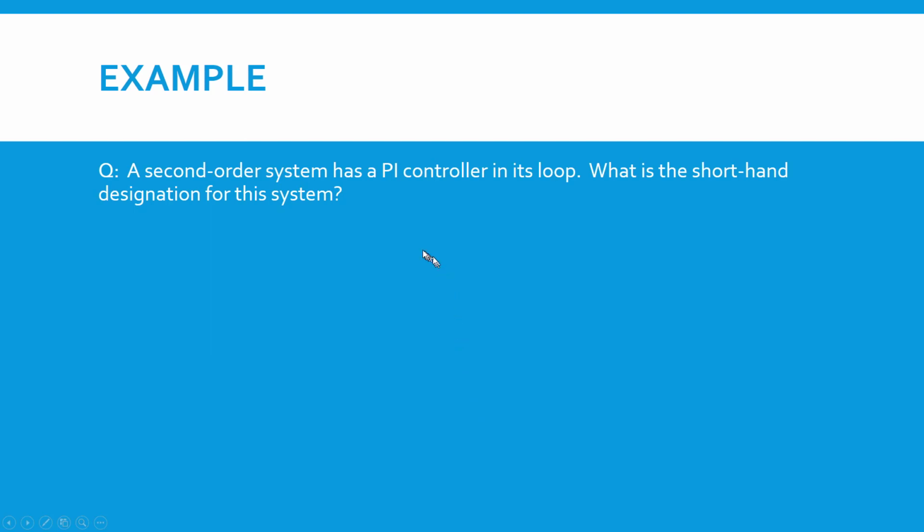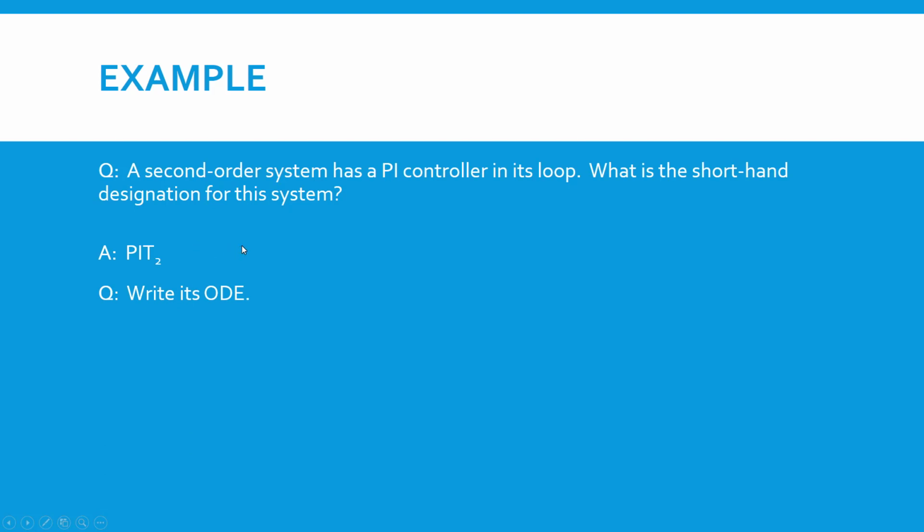Let's look at how we can use this. We have a second order system with a PID controller. What's the shorthand designation for this system? Well, it's a PI-T2, PI because there's no D term, and then the T2 indicates that it's a second order system on the left-hand side of the ODE.